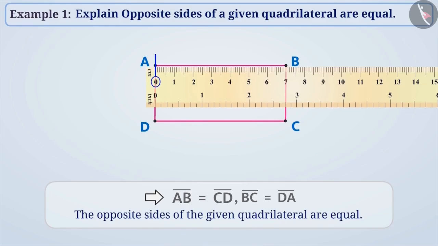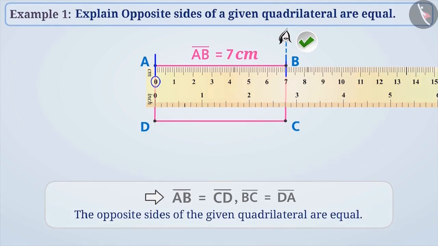Then we will note the mark where point B is placed on the ruler. Keep in mind, while looking at the mark on the ruler, it is important to place the eye just above the mark. With this, we find that the length of AB is 7 centimeters.